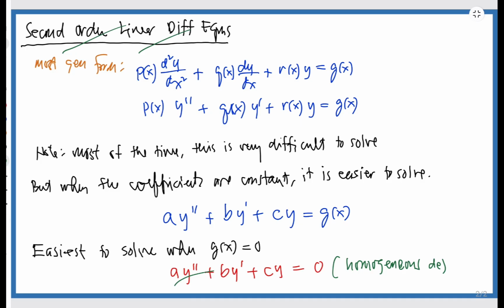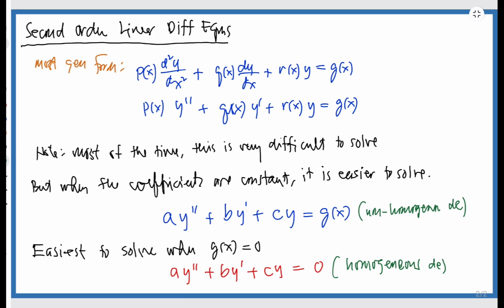So when the right side is not 0, like this, it's called a non-homogeneous differential equation. Second order linear differential equation. So take note, it should only be linear. So how do we solve this? It's actually very easy to solve. Now let's have an example to illustrate.